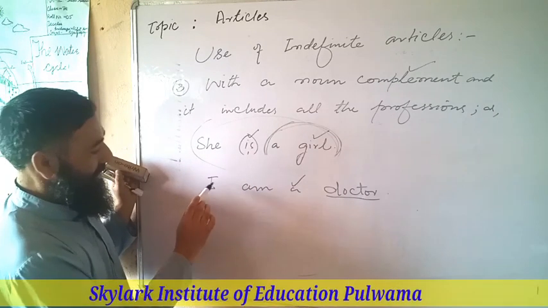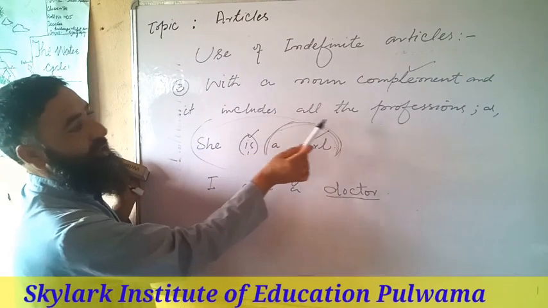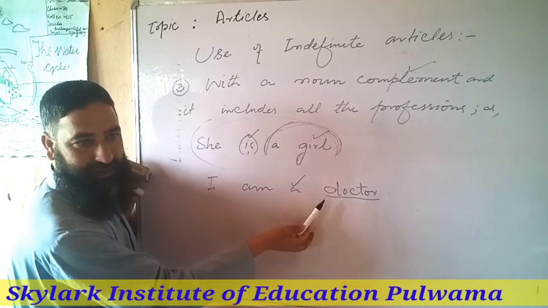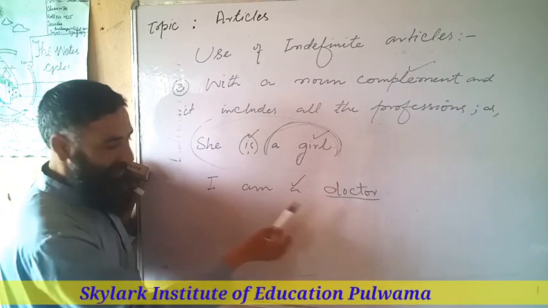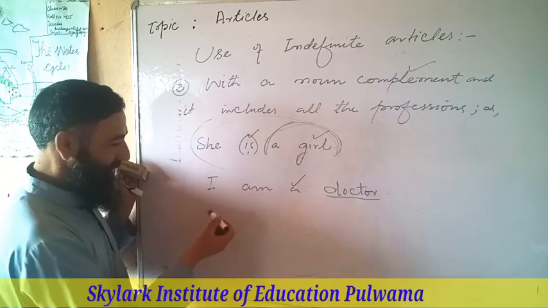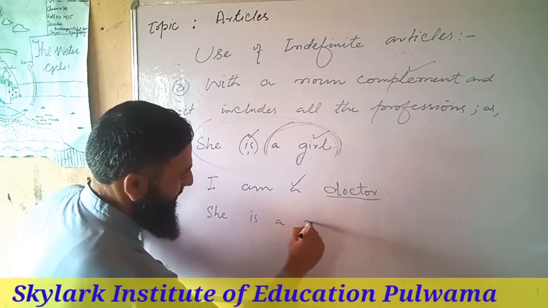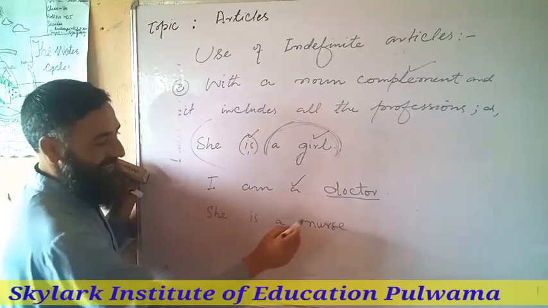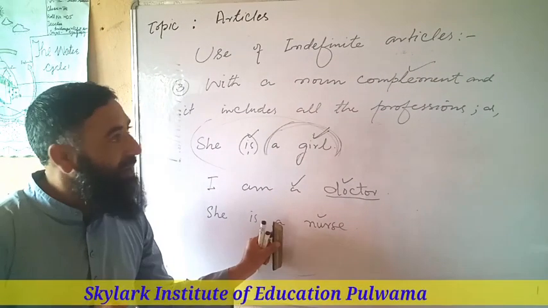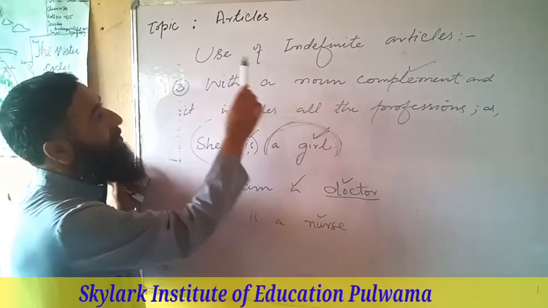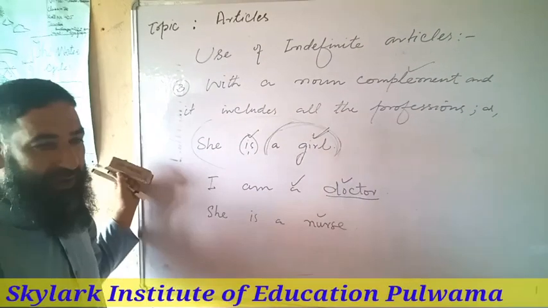Are you getting me? Okay. So I am a doctor, and you have written here also that it includes all the professions. I am an engineer. You can write, I am a carpenter, and somebody can say that she is a nurse. See, this nurse, this doctor, this girl, they are all nouns. So this will be called a noun complement. With a noun complement, we use indefinite articles.